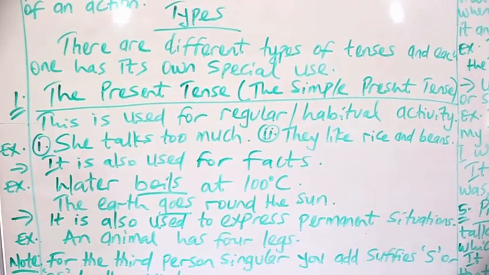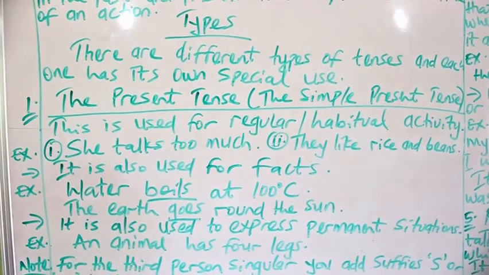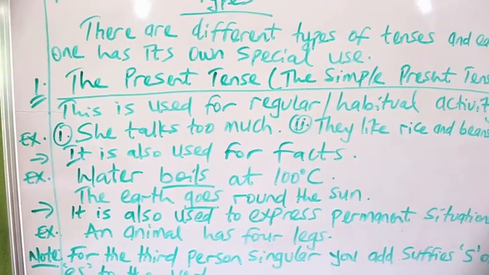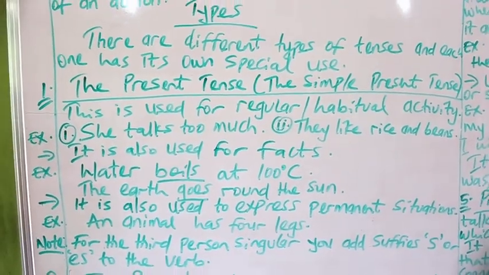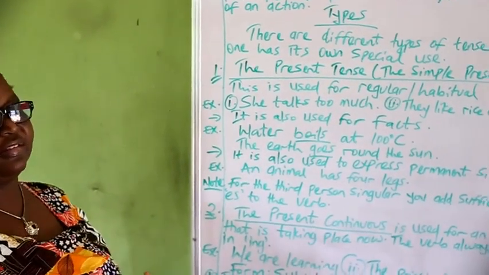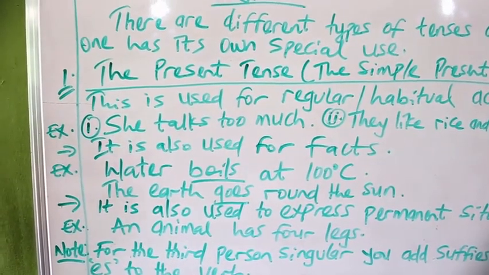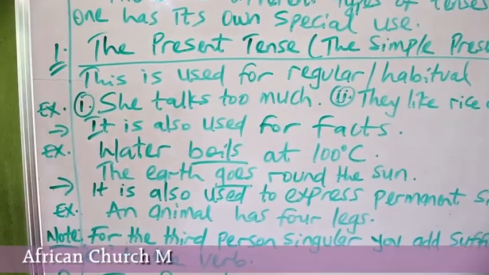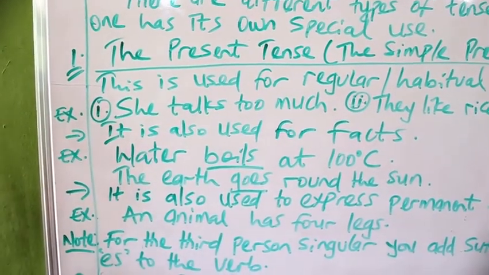When we talk of the simple present tense, for example: she talks too much. They like rice and beans. The present tense is also used for an action that is going on right now. I am teaching. You are listening. It is also used for facts. Water boils at 100 degrees centigrade. The earth goes round the sun. Let's take note: water boils, and not water boil.